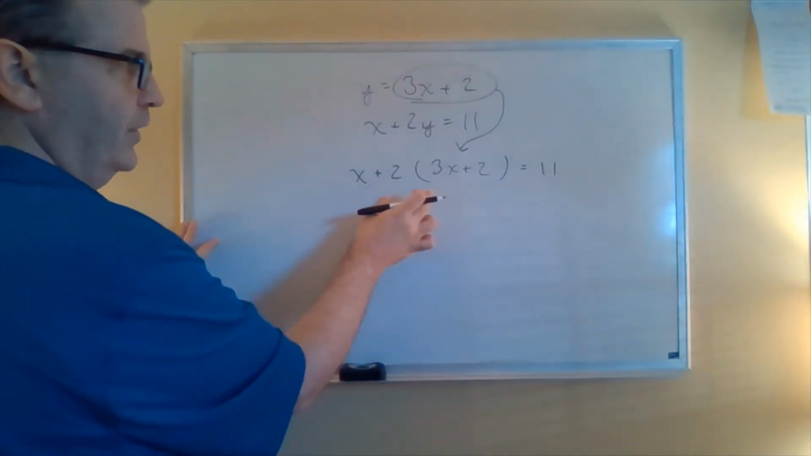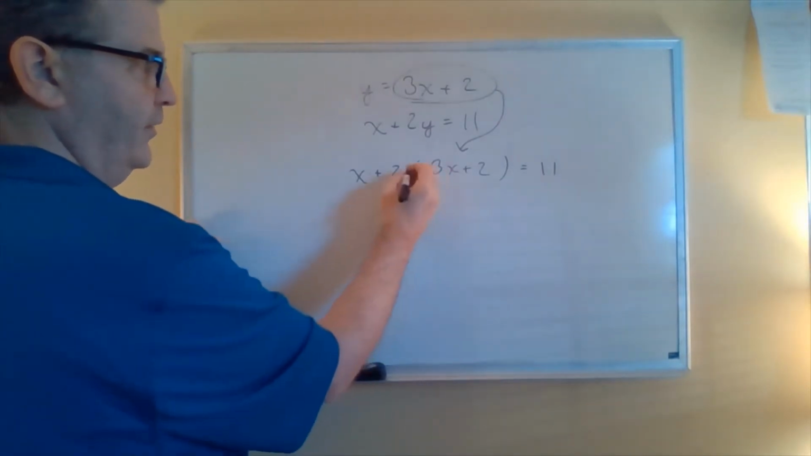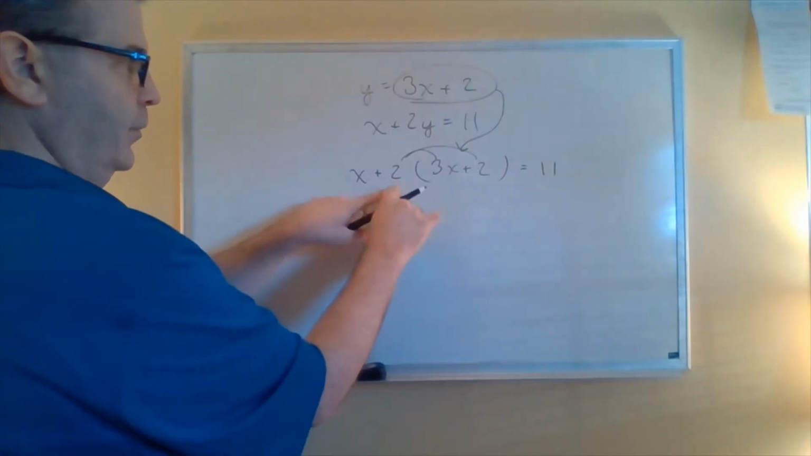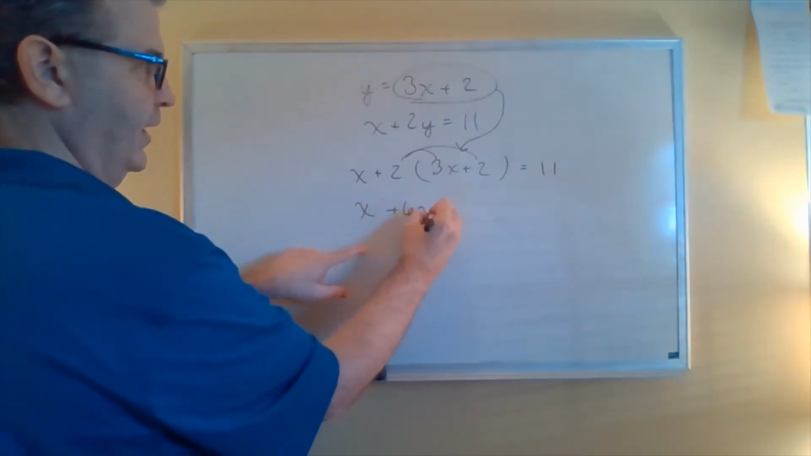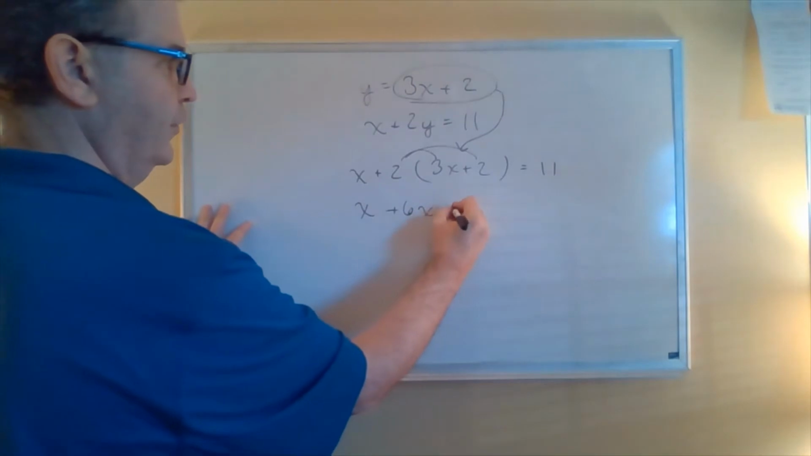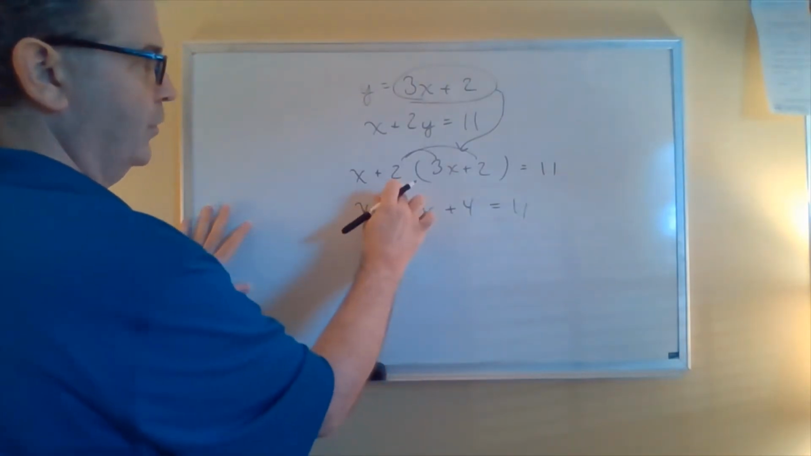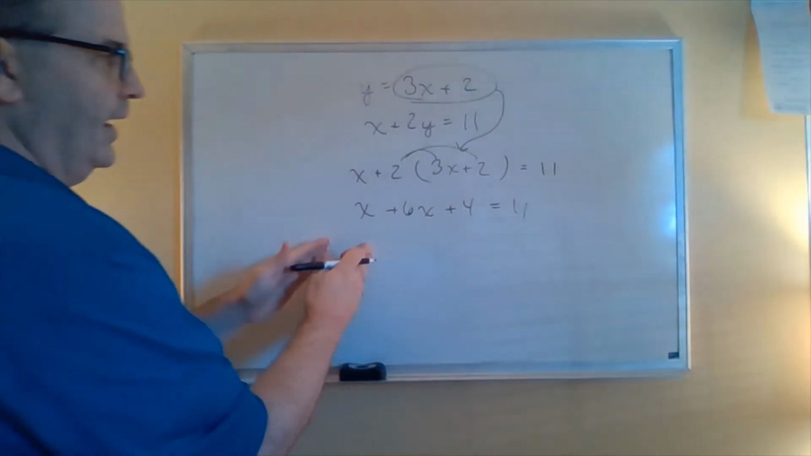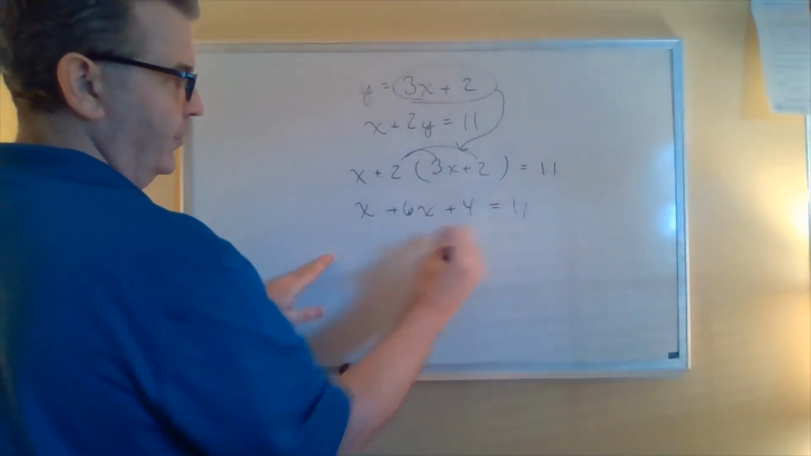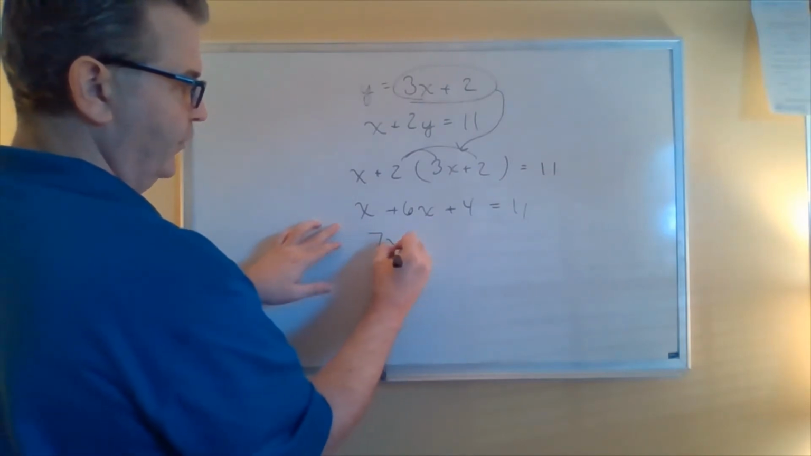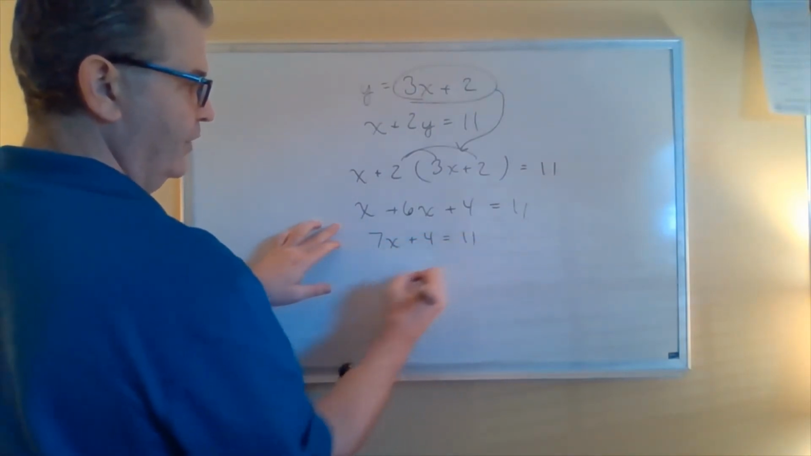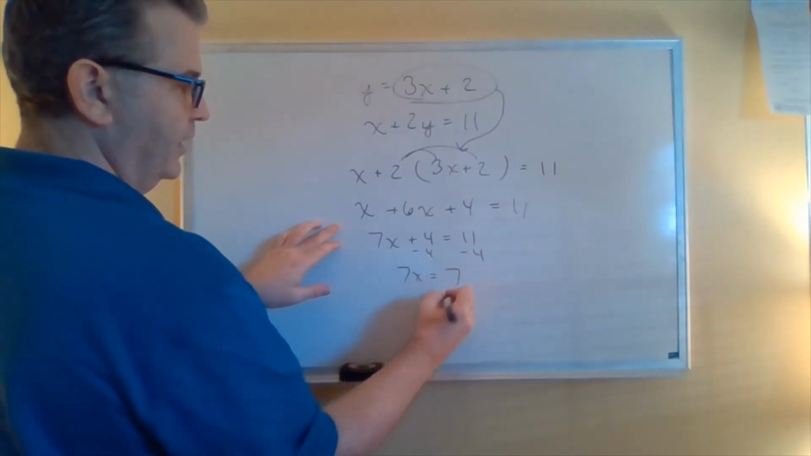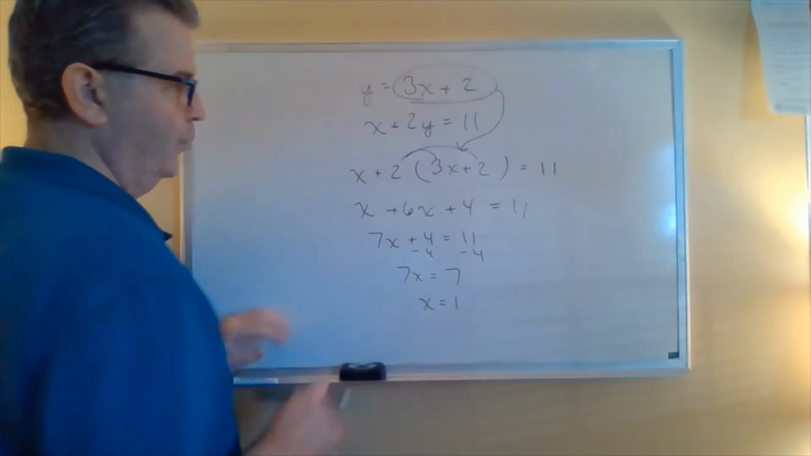So now in order to solve this, we're going to end up solving this equation here for x. We're going to distribute that 2 through. So we get x, positive 2 times 3x is a positive 6x, and a positive 2 times positive 2 gives us plus 4. So after distributing the 2 through 3x plus 2, we get 6x plus 4. Now we need to get x on one side and the numbers on the other. So let's combine our like terms here. We have 7x plus 4 equals 11. We're going to subtract 4 from each side. We'll end up with 7x equals 7, or x equals 1.